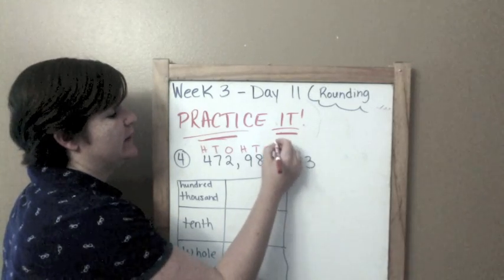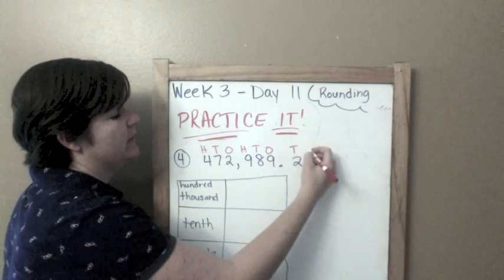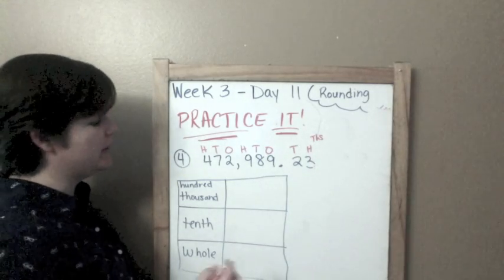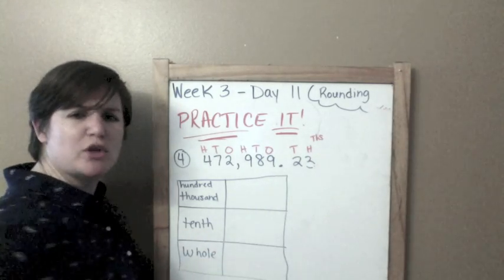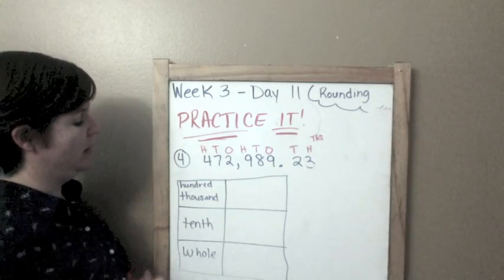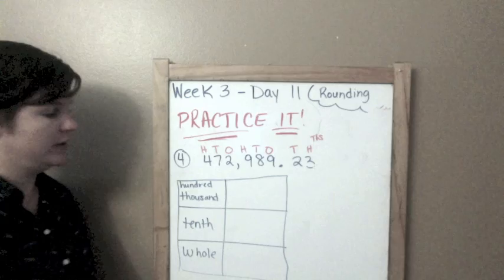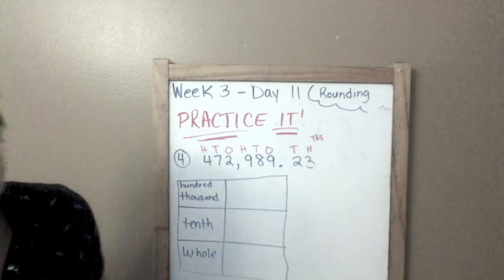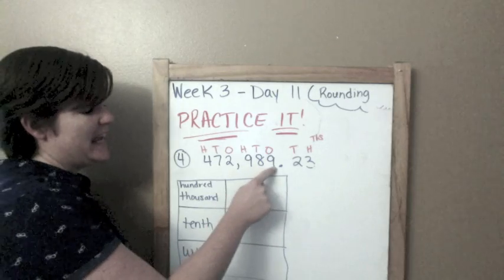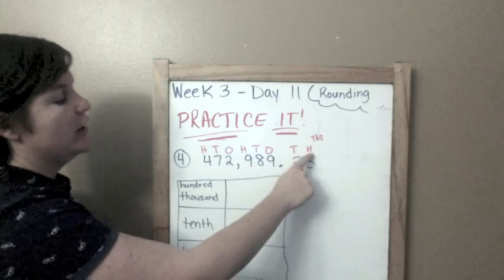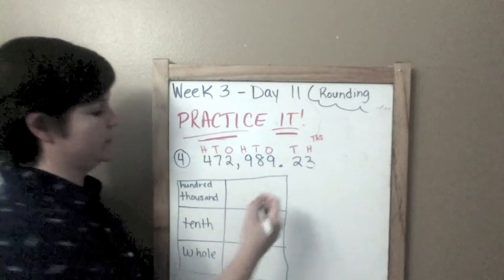It's kind of like, here's the mirror, and we got tenths, hundredths, and make sure that these are the ths. All right? And this time we don't have any thousands. Oh, bummer. What are we going to do? All right, so we are rounding this number, 472,989 and 23 hundredths to the nearest 100,000.